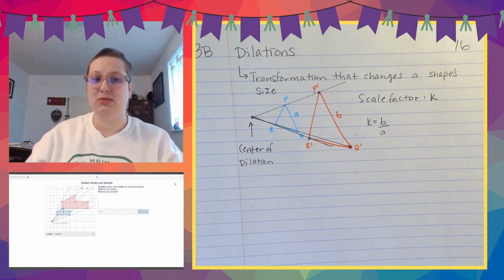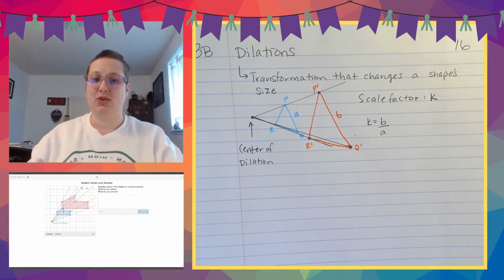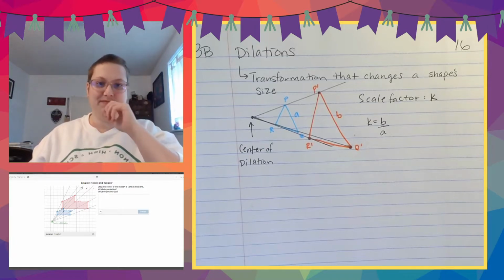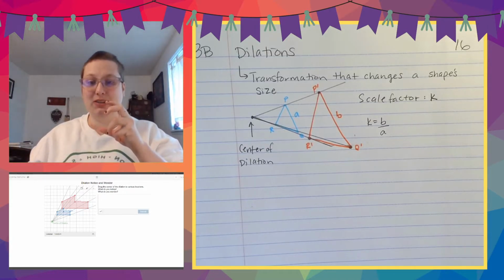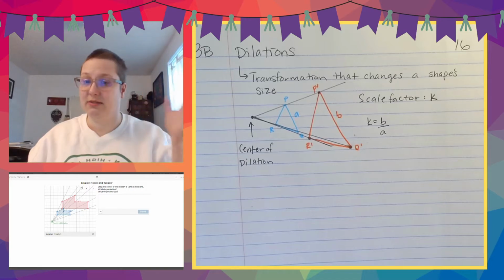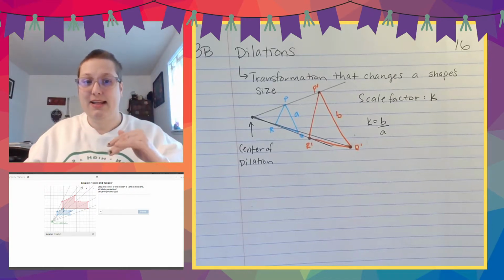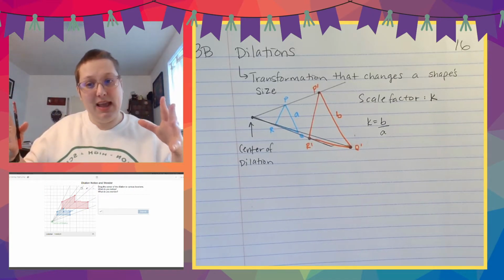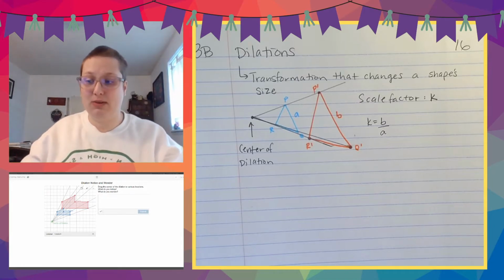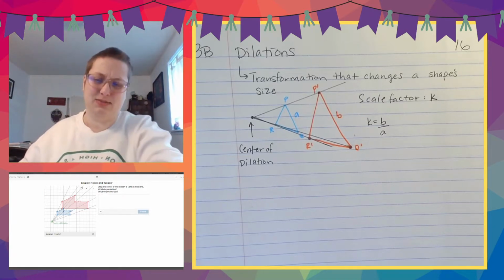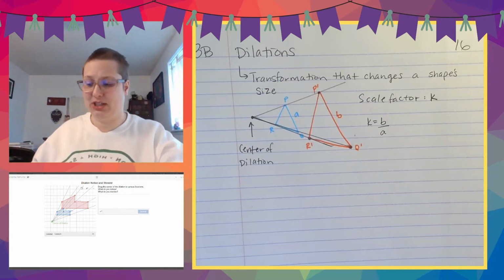We also can do it smaller, right? So if the scale factor is bigger than 1, like if it's 2 or 3 or 4 or even 1.5, that's an enlargement. And if it's smaller than 1, if it's a half or 3/4 or something, that's a reduction.